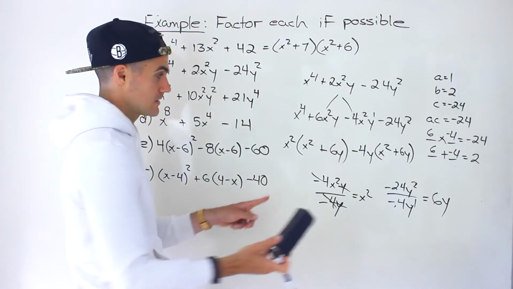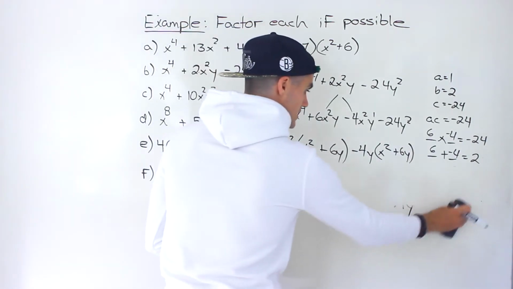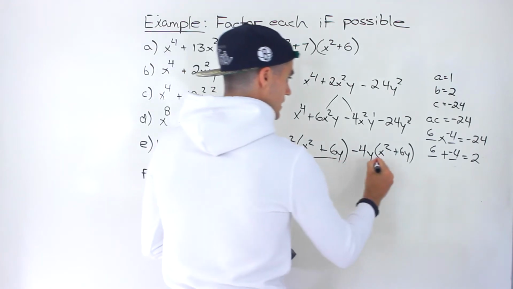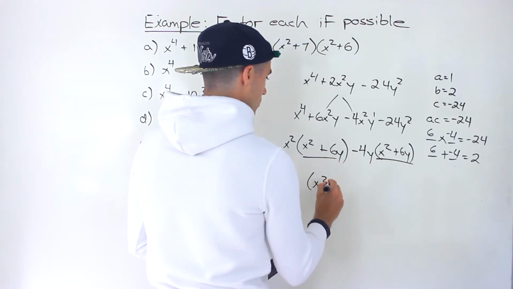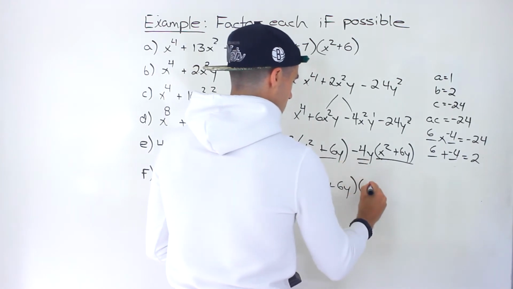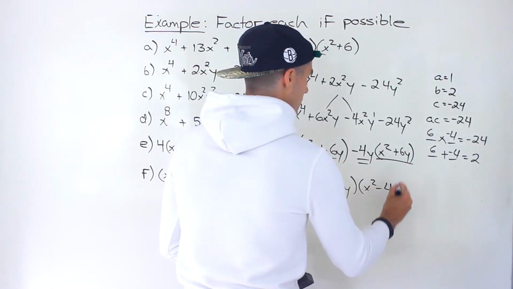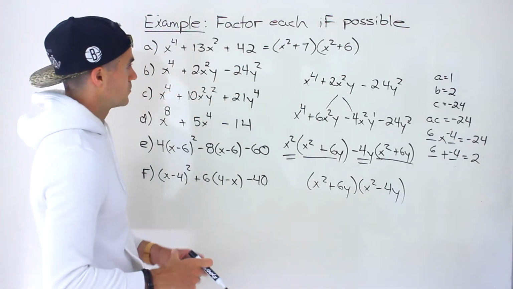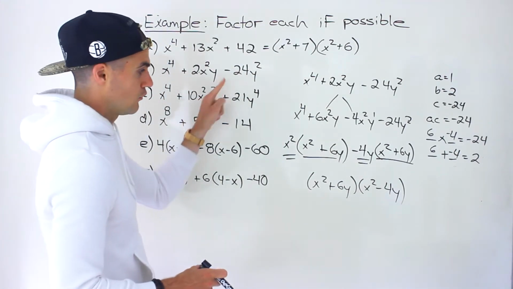And as expected, the brackets are the same, right? So we can now take out that same bracket, and we'd be left with an x squared minus 4y, like that, right? So that ends up being the answer for part B.